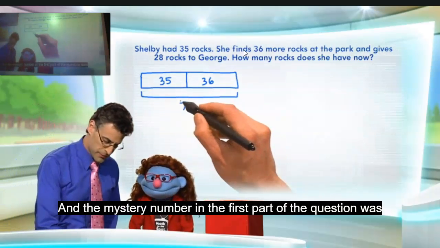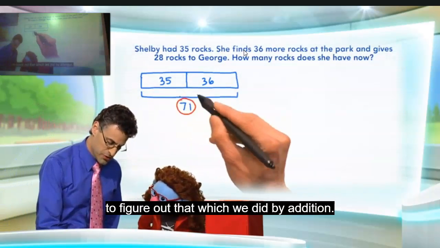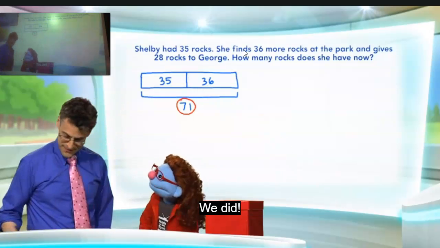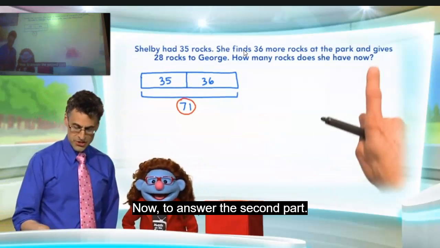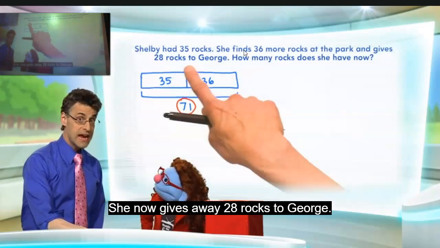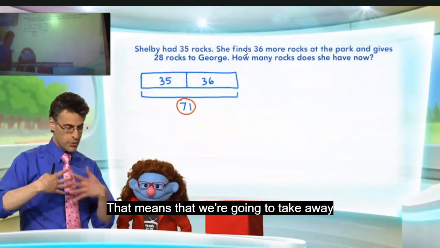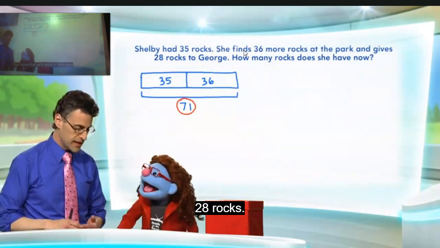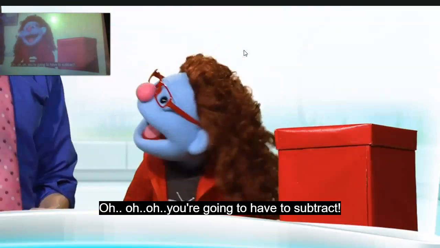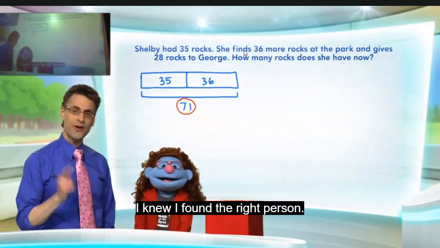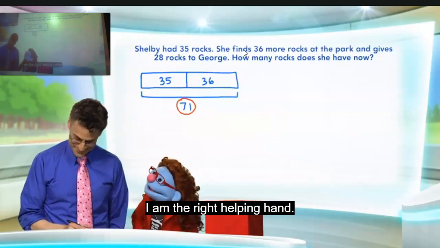And the mystery number in the first part of the question was to figure out that, which we did by addition. Now, to answer the second part, she now gives away 28 rocks to George. That means that we're going to take away 28 rocks. Oh, you're going to have to subtract. Brilliant. See, I knew I phoned the right person. I am the right helping hand.